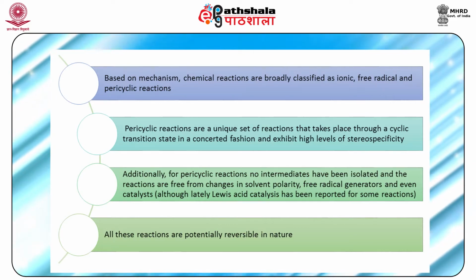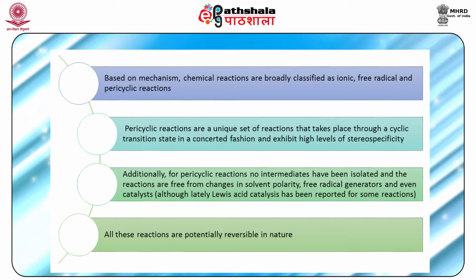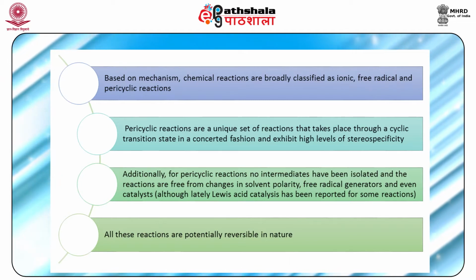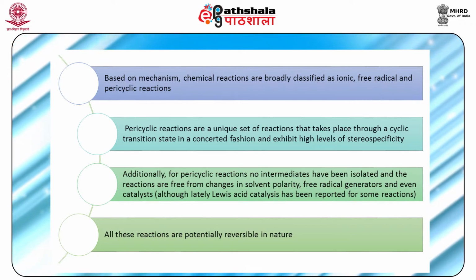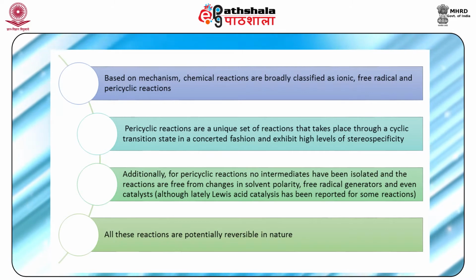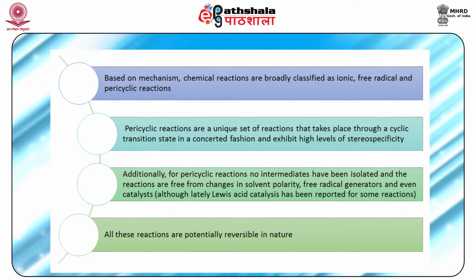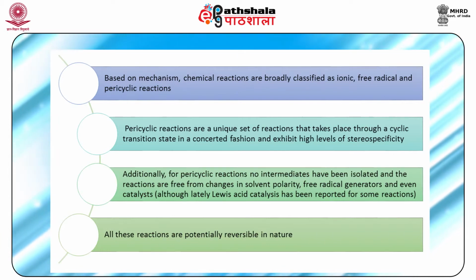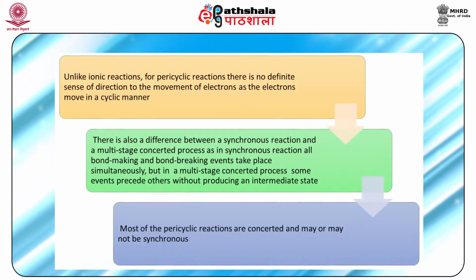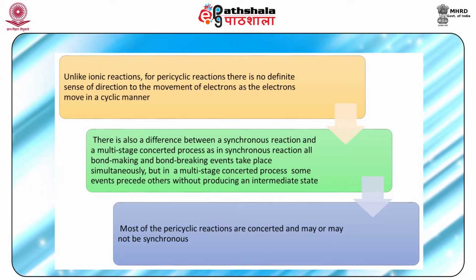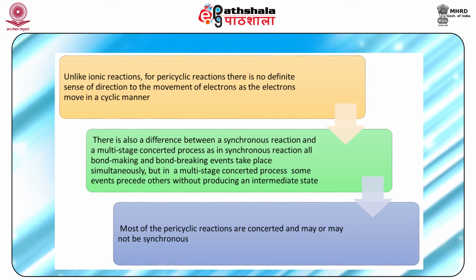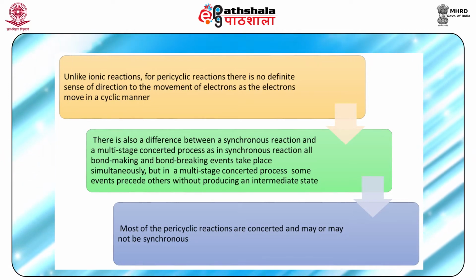Additionally, for pericyclic reactions, no intermediates have been isolated and the reactions are free from changes in solvent polarity, free radical generators and even catalysts, although lately Lewis acid catalysts have been reported for some reactions. All these reactions are potentially reversible in nature. Unlike ionic reactions, for pericyclic reactions, there is no definite sense of direction to the movement of electrons as the electrons move in a cyclic manner.